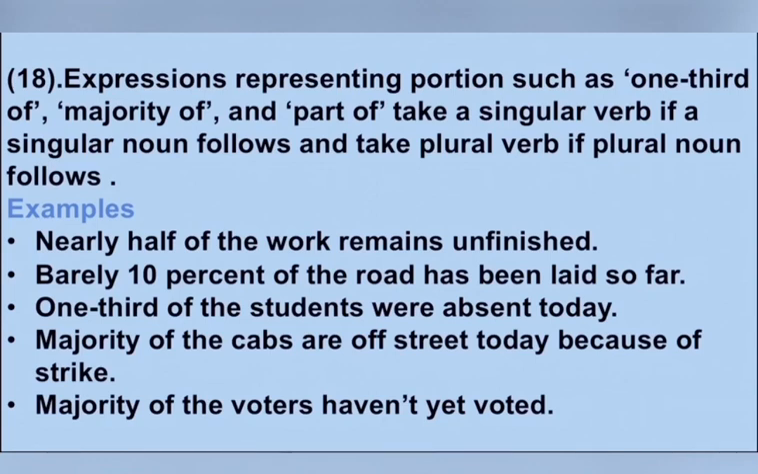Now, one-third of the students were absent today. Watch carefully this sentence. In this sentence, we are having the one-third of expression, and it has been followed by the subject, the students. The students is plural in number, so that is why it has been followed by a plural verb, were. In the next sentence, majority of the cabs are off street today because of strike. Another example is here, majority of the voters haven't yet voted.